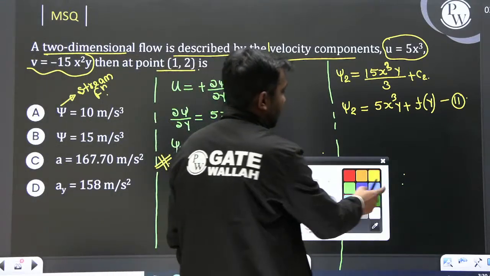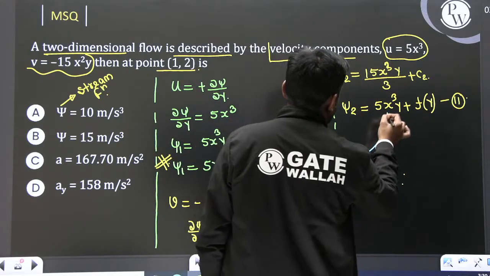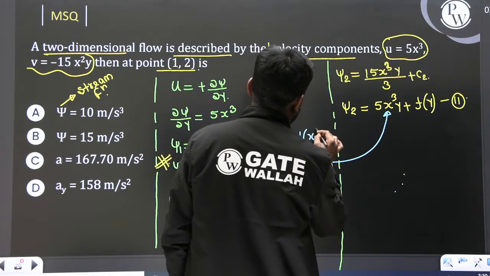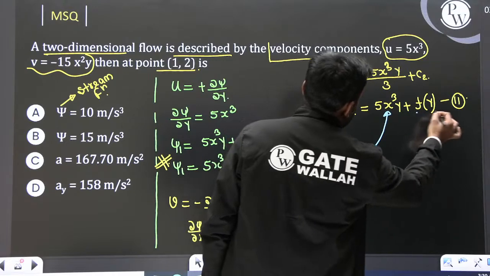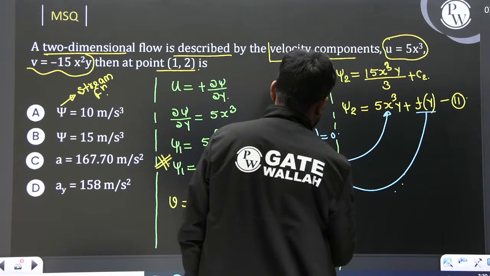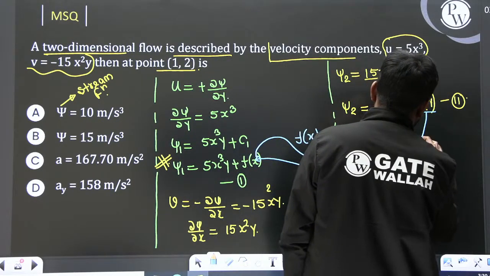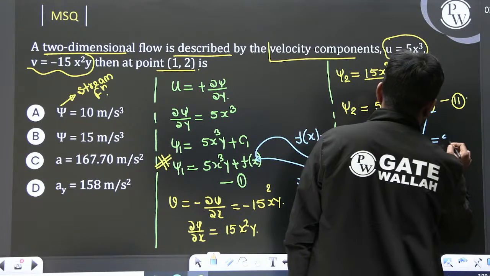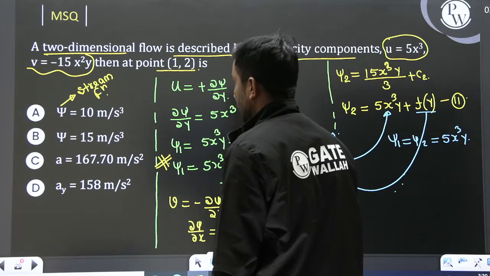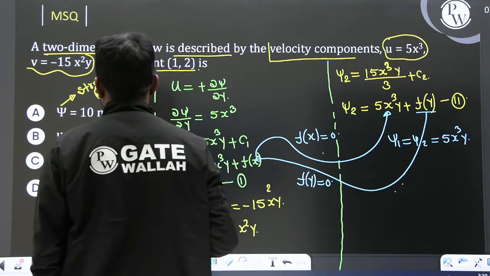So let me solve by the comparison method. If you compare this, there is no pure function of x, so you simply write f(x) is 0. And if we compare with this equation, there is no pure function of y, so this is also 0. So psi 1 is psi 2, and that will become 5x cube y.